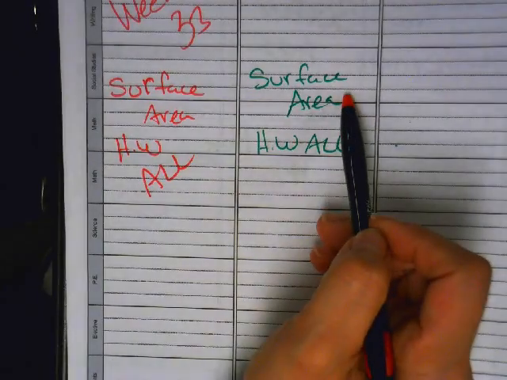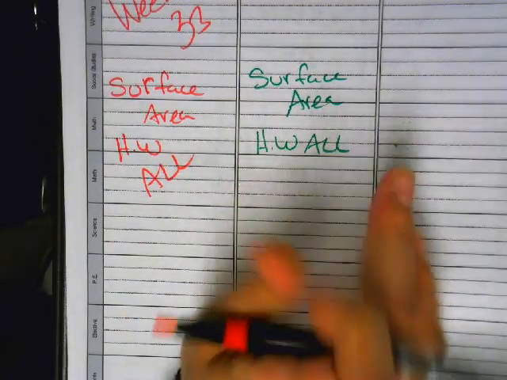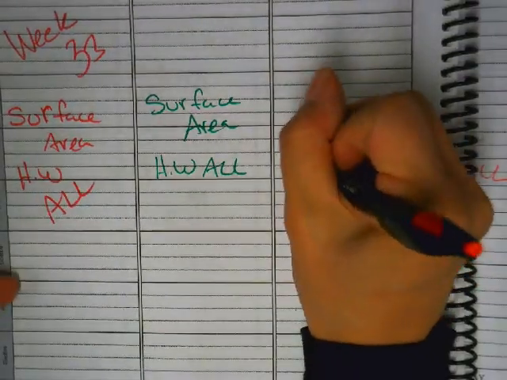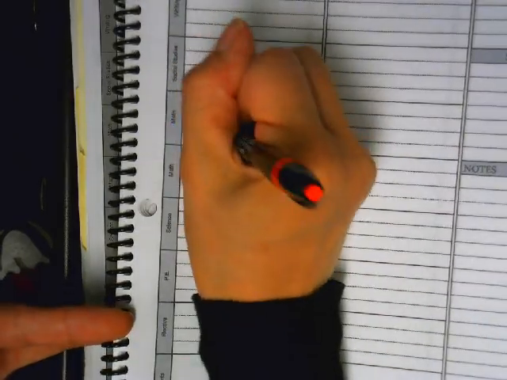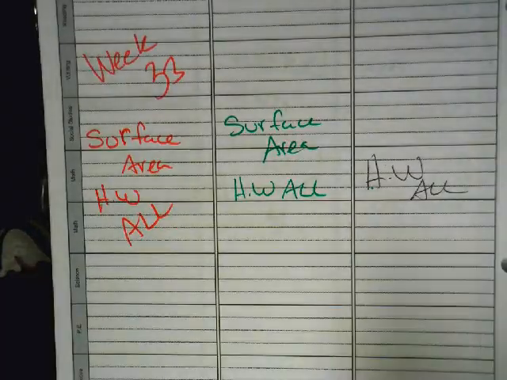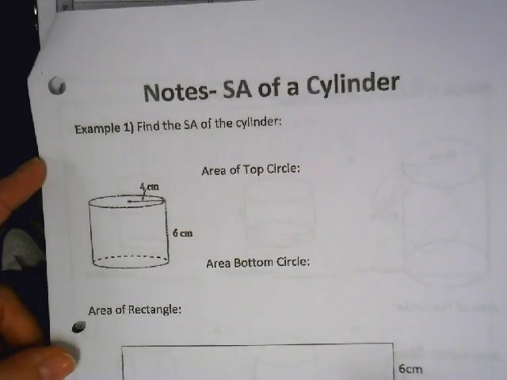Surface area, your homework is basically this whole week. Every single day, look, I'm going to write it down. Homework, all. Thursday, homework, all. It's going to be all for the whole week. I know it. I can see the future. Next week, all going to be last back.